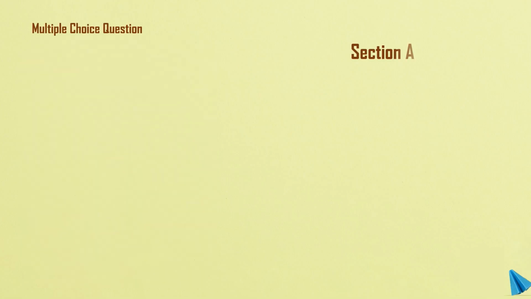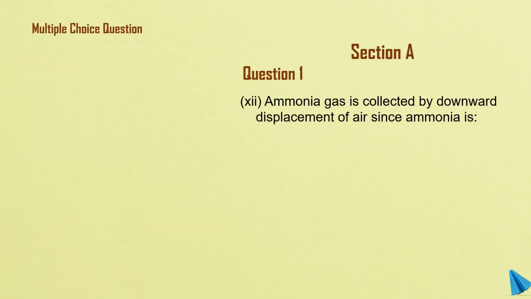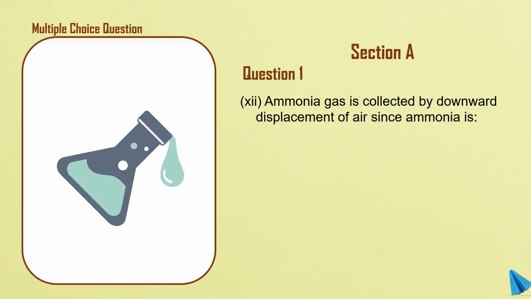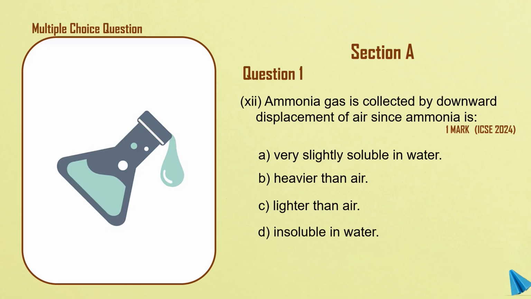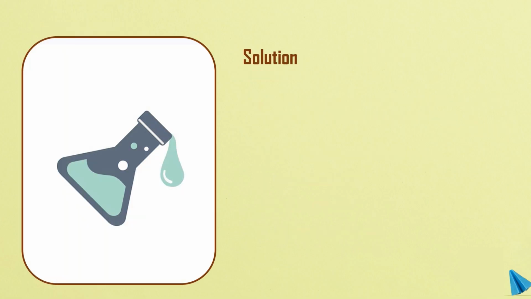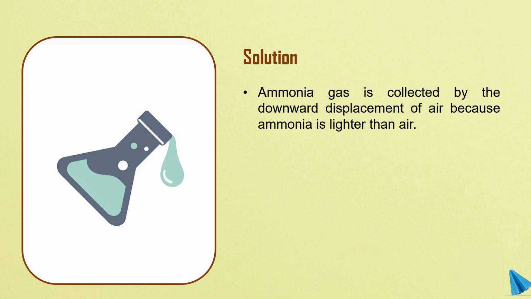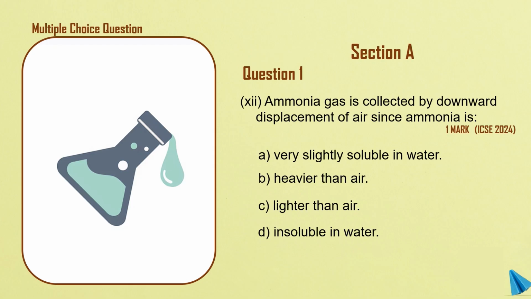Let's have a look at the 12th question now. The question says, ammonia gas is collected by downward displacement of air since ammonia is very slightly soluble in water, heavier than air, lighter than air, or insoluble in water. So what do we know about ammonia? Ammonia gas is collected by the downward displacement of air because ammonia is lighter than air. So option C, that is lighter than air, is the correct option. Let's have a look at the next question.